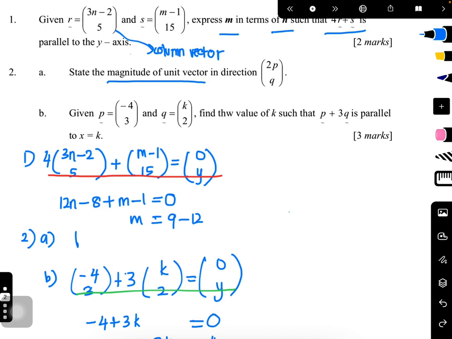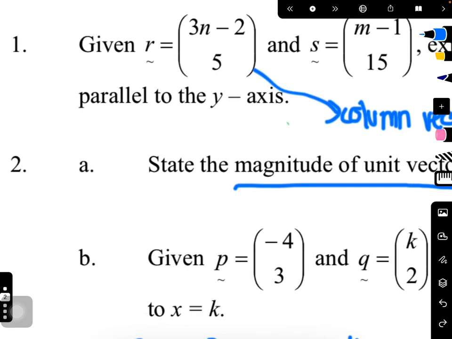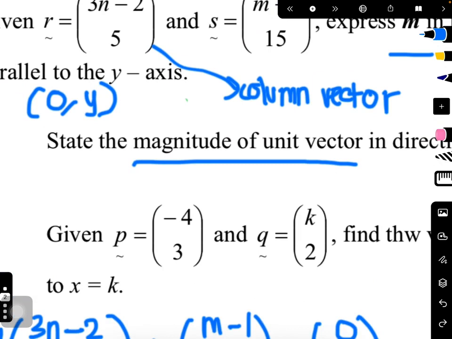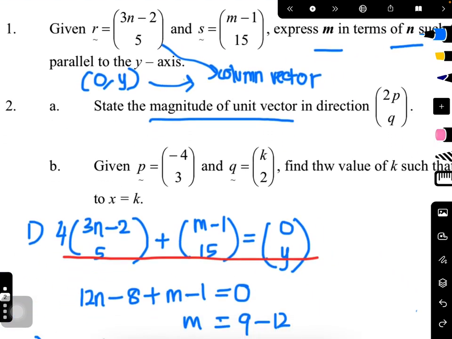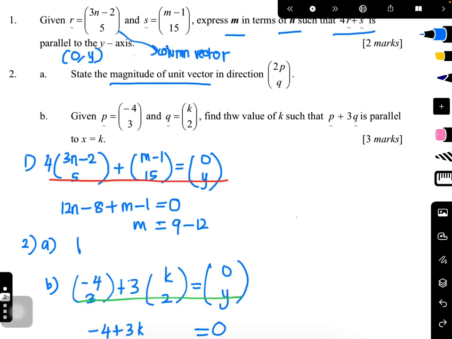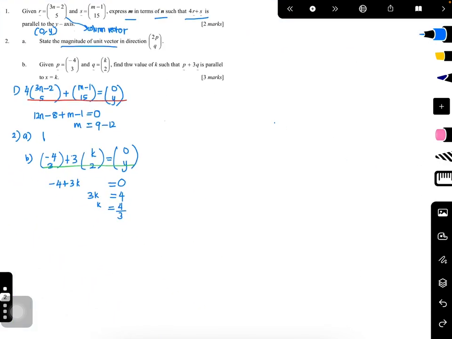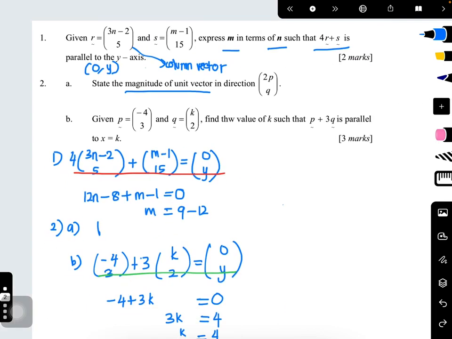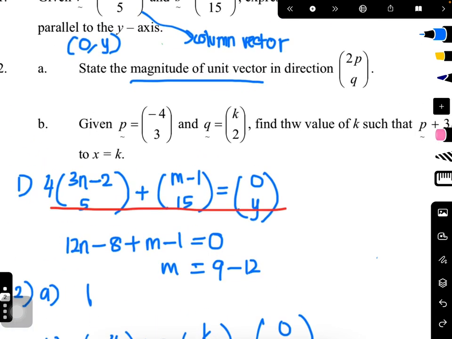Parallel to the y-axis means that they don't have a value for x, but they have a value for y. This means that x equals 0. So we can change this into the column vector, and equate it with the equation like this: 4, 3n minus 2, 5, plus m minus 1, 15, equal to 0, y.